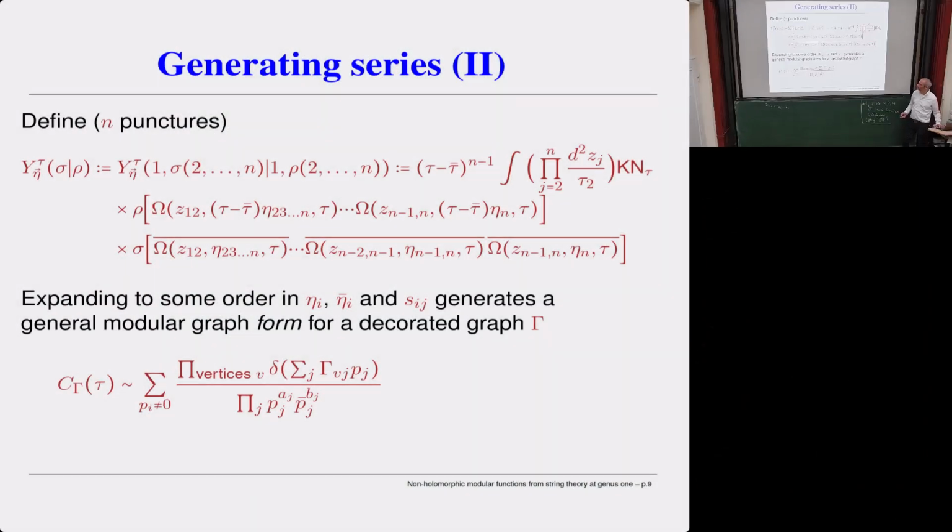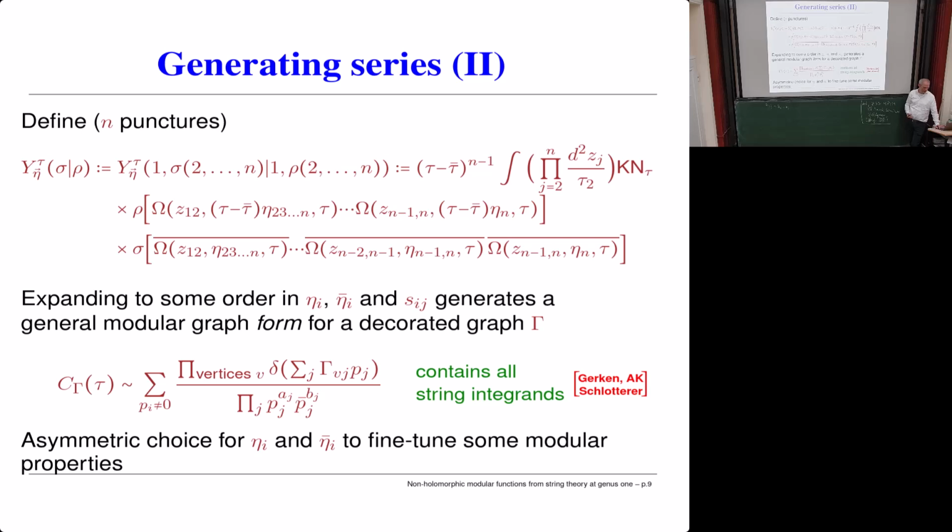Okay, so if you now take this gigantic, slightly intimidating object and expand it out to a certain order in these parameters eta and also these parameters s that appear in the Koba-Nielsen factor, you can generate any modular graph form for any graph that you like by taking suitable parts of that expansion. So this is really a nice compact object. It contains all possible integrands that you can see in string theory. So now we have one object, but the question is how do we deal with that?